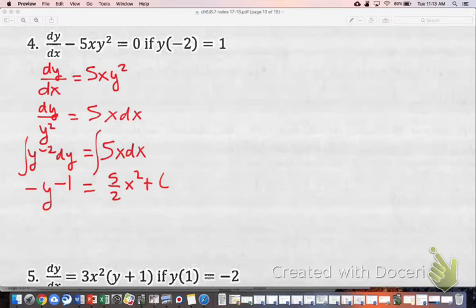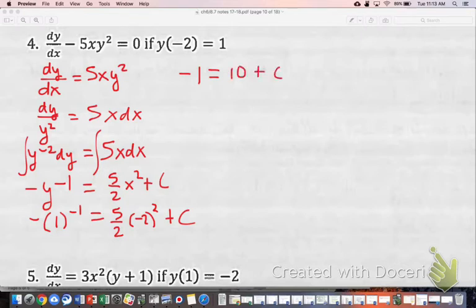I would say y is 1 when x is negative 2. And I'd plug my initial condition in right there. And I would say at this point, I've probably earned 3 of 3 points. Or in some years, they might have actually given you 2 points for the antiderivatives, although probably not here. Probably 3 out of 3 right now. Got to do a little arithmetic. It's going to give me negative 1 equals 5/2 times 4, so that would be 10 plus c. I get 11 is equal to c. Good? Or negative 11, sorry.